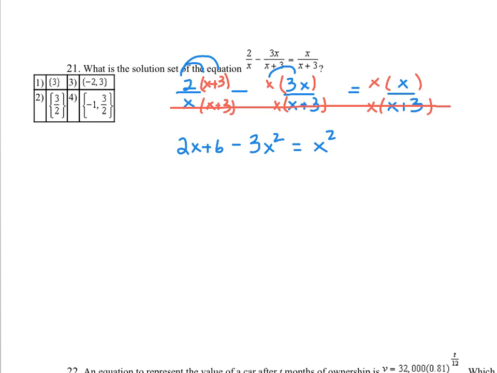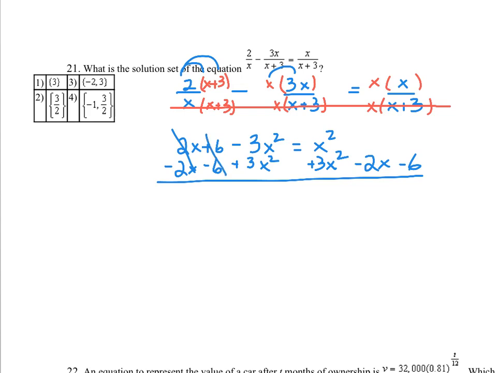Okay? All right. Then from there, I'm looking at this and I'm saying, that's a quadratic because I have x squared terms. So I would think to take everything, move it to one side, and set it equal to 0. And I like to keep the x squared positive, so I'm going to add 3x squared and add 3x squared. And then while I'm at it, I'm going to subtract 2x and subtract 2x and subtract 6 and subtract 6.